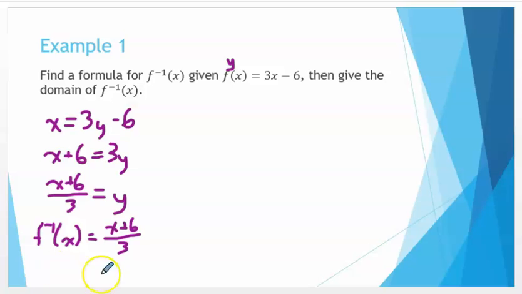So now coming back to fill in our answer, I can say that the domain of f inverse is going to be negative infinity to infinity.